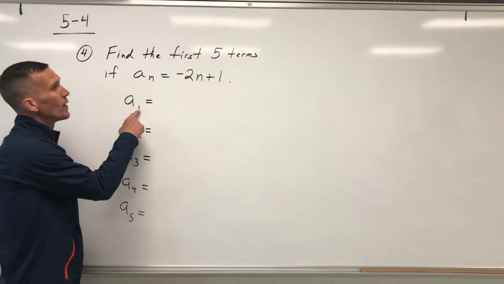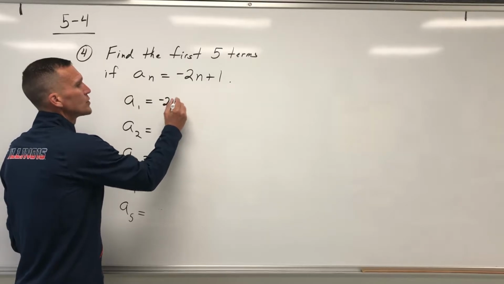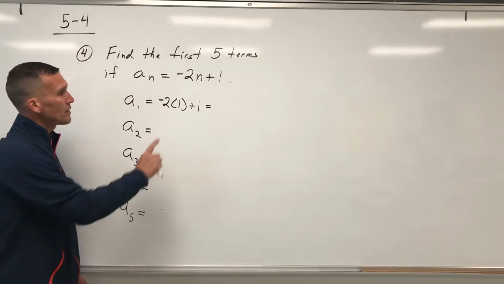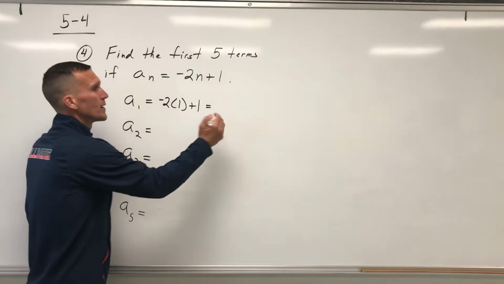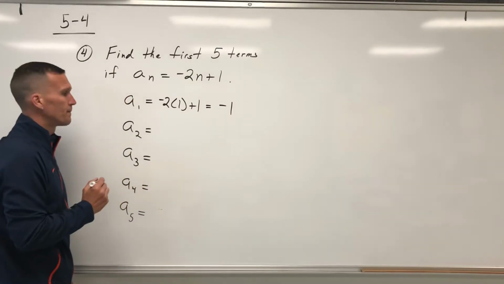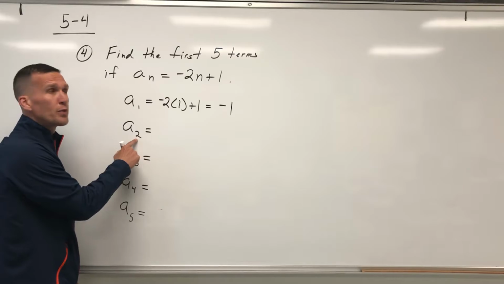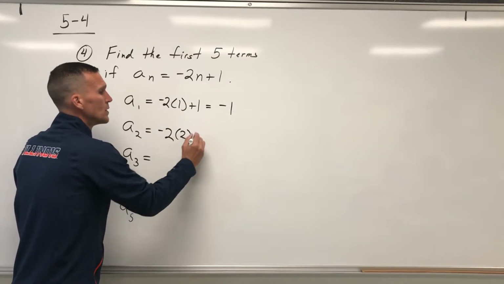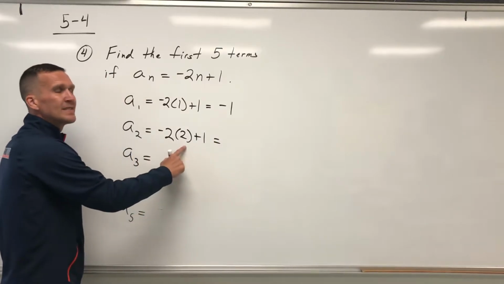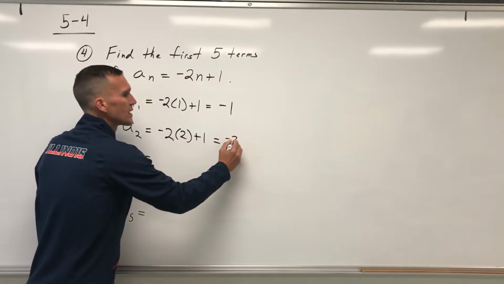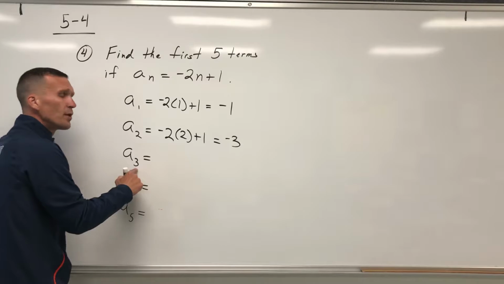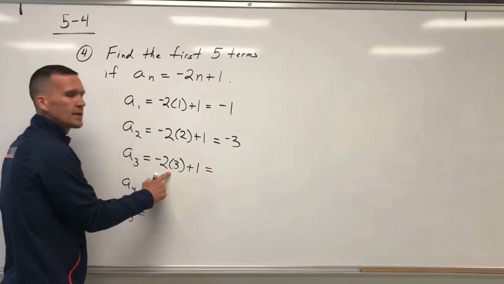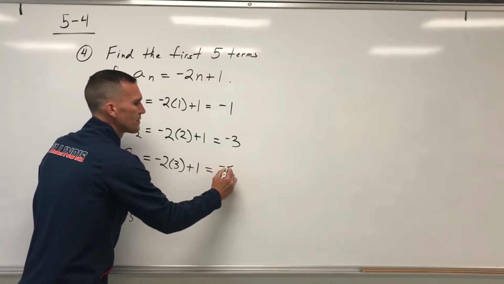So for a sub 1, I'll plug in 1. Negative 2 times 1 plus 1. Now using your brain or your calculator, that's negative 2 plus 1 is negative 1. To find a sub 2, you plug in 2. Negative 2 times 2 plus 1. Well, that's negative 4 plus 1 is negative 3. Plug in 3. Negative 2 times 3 plus 1. Negative 6 plus 1 is negative 5.